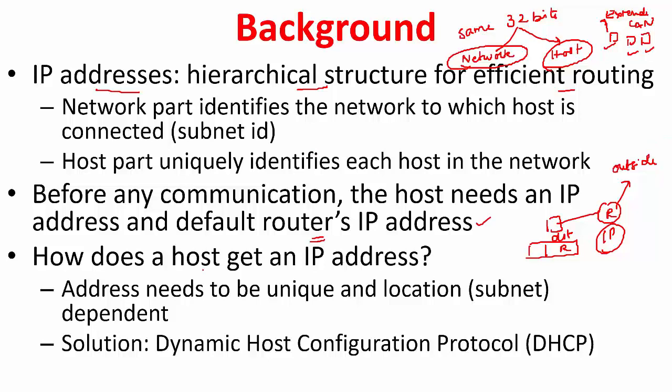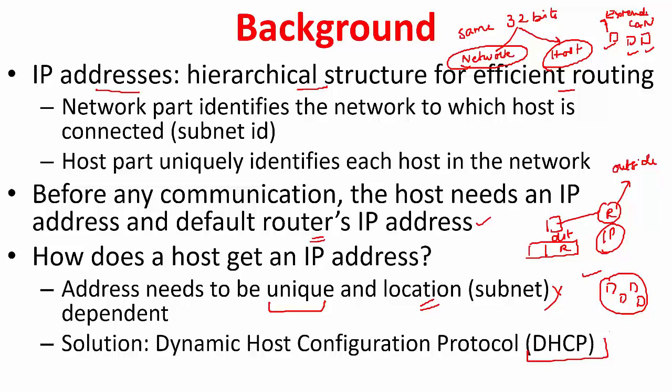Now the question is, how does a host get an IP address? Remember that these addresses have to be unique and there is a location dependency as well. In other words, hosts belonging to a given network should all have the same network portion. So you need to ensure both uniqueness and location dependency. If you randomly take on some IP address, you cannot ensure these conditions. So often people use the DHCP protocol to ensure this. That means we have to look at DHCP.